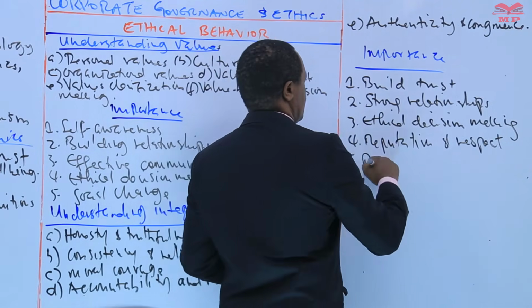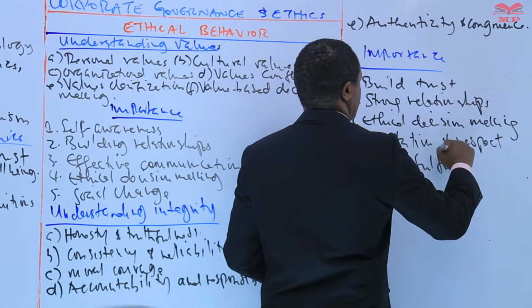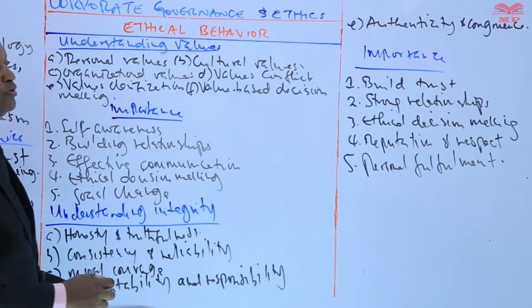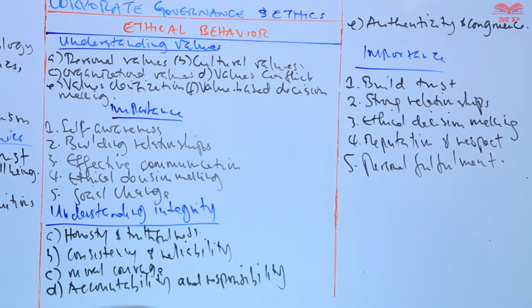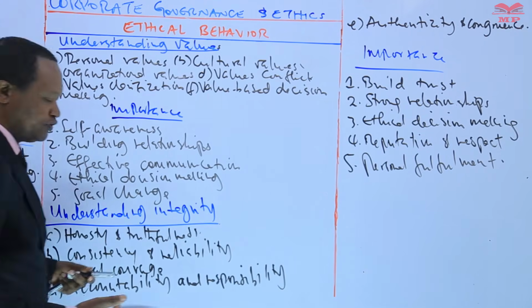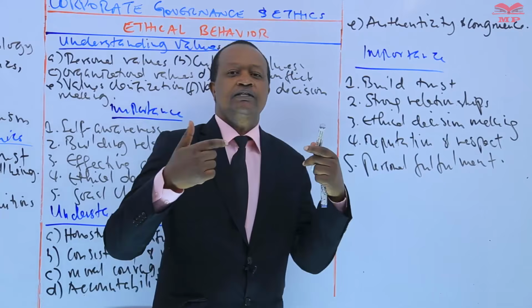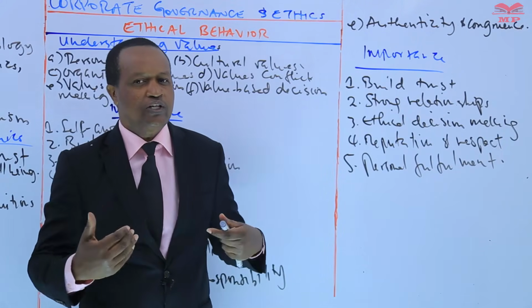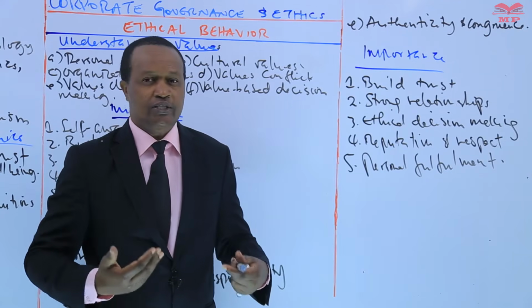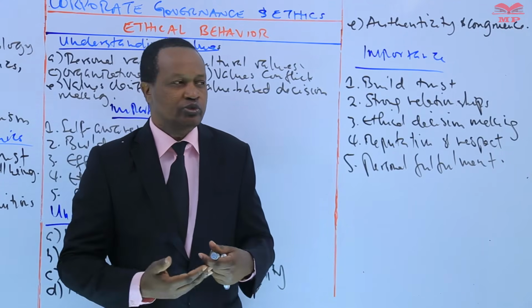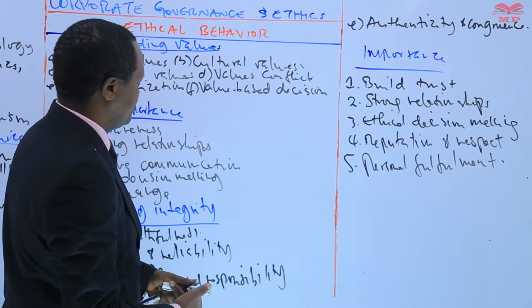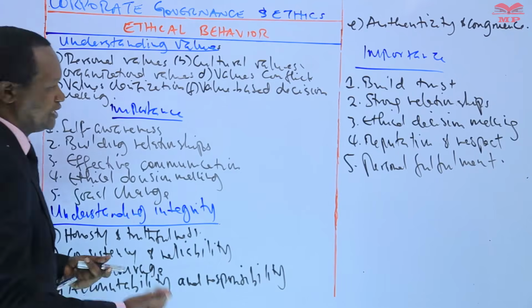5, personal fulfillment. Living with integrity can lead to a greater sense of personal fulfillment and personal satisfaction. When we act in accordance with our own values, we feel good about ourselves and our contributions to the world. So these are 5 reasons why it's important to understand integrity.